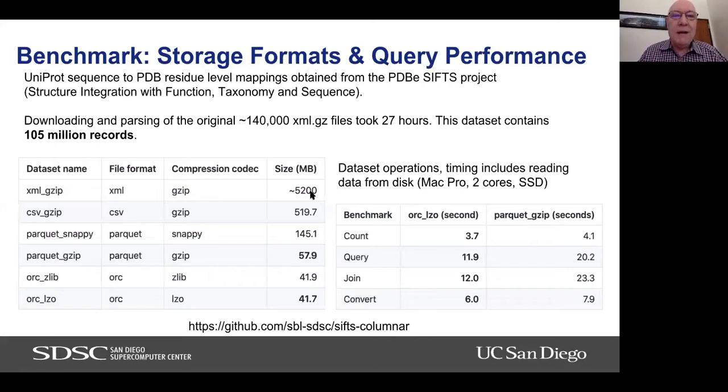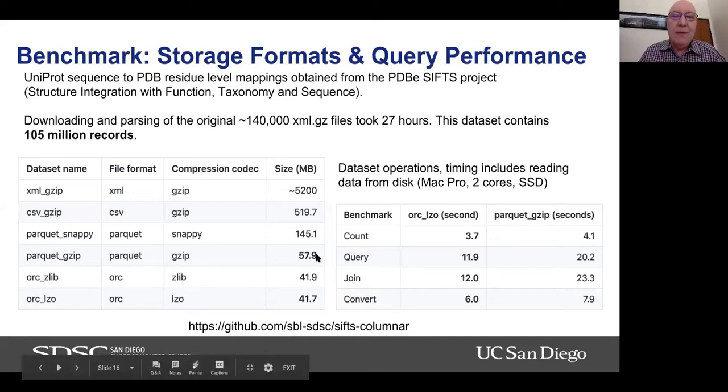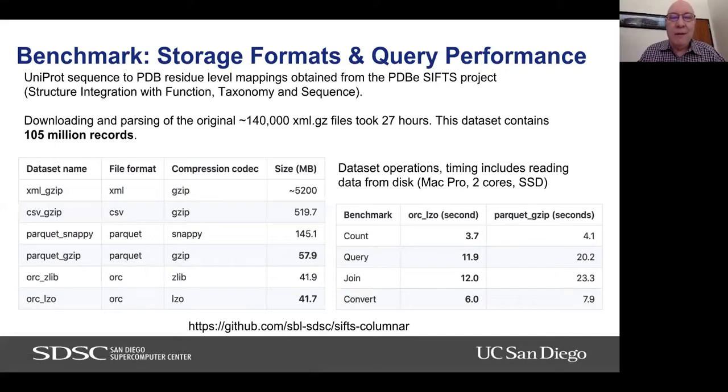Then we extracted a subset that we need into a comma-separated value file, but it was still about 500 megabytes. But then if we use a Parquet or ORC file format with some compression techniques, we can get this down to about 50 megabytes. Now that's one thing, that we reduce the size by a factor of 100. But more importantly, now we can actually do operations on those data sets. So this is 105 million records, and we can do calculations on the fly. And this benchmark was actually run on my laptop here.